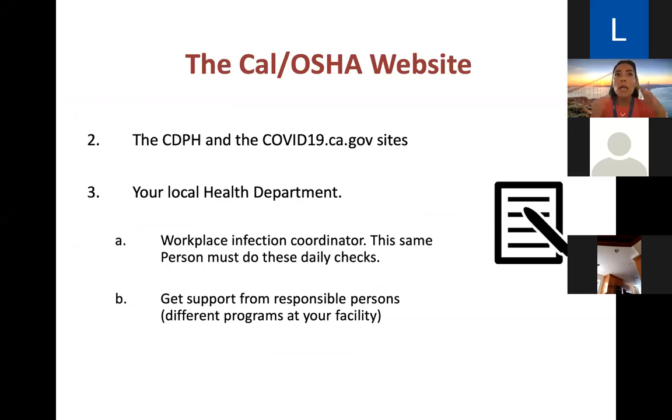If not, just by assigning a person that every day does a daily check of the following websites, that's what you want to do. So you want to make sure you check the Cal OSHA website, you check the California Department of Public Health, and you also check the covid19.ca.gov sites, right? You also want to check your local health department. That workplace infection coordinator is the same person that does the daily checks. And then that person gets support from responsible persons.